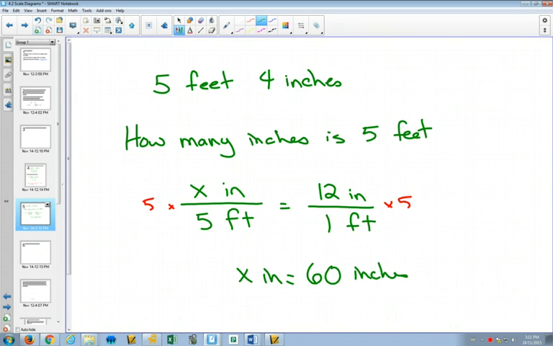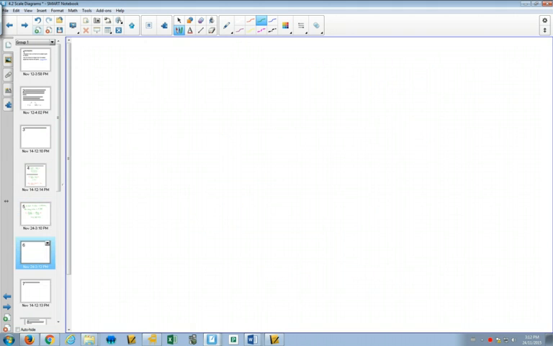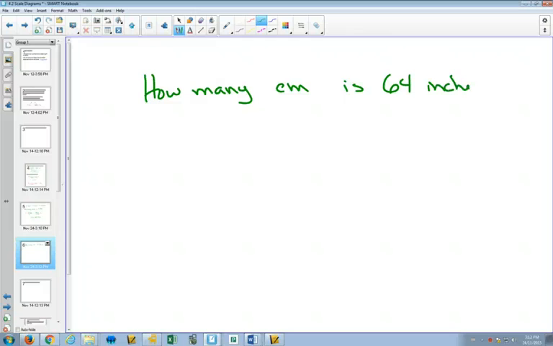So how many inches tall is Abe if he's 5 feet 4 inches? 64 inches. 64 inches tall. Now, when Abe gets his license plate, it's not going to say 64 inches on there. It's not going to say 5'4". It's going to have his height in centimeters. So we're going to need to find out how many centimeters is 64 inches.